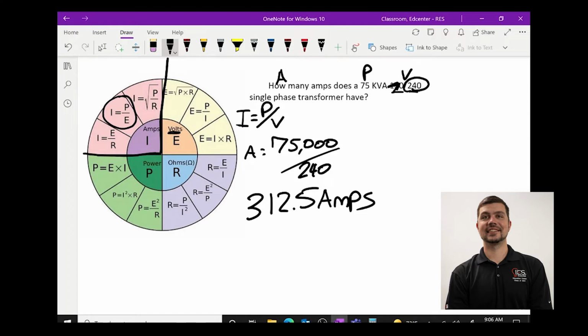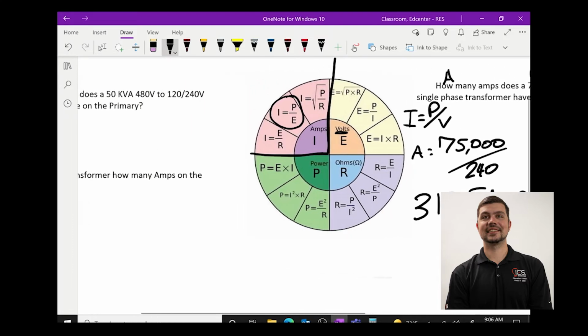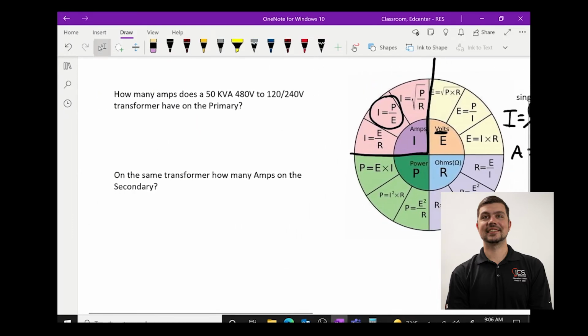Now let's look at another way they could ask us this question. In fact, there are really two other ways they could ask this when they have the primary and the secondary into play. That's going to be found over here. Usually they're not going to ask you both. They're going to ask you one or the other. This is very similar. We have 50 kVA, so we're still looking for our amps. We still have our power, and we're going to have two separate instances of voltages.